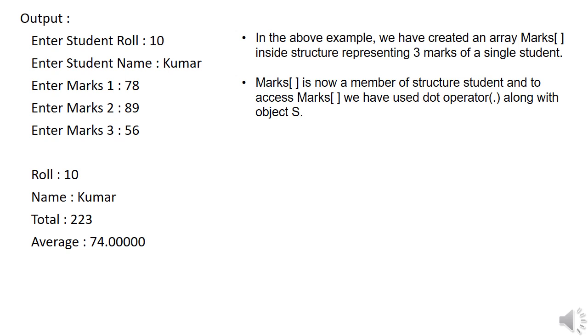So we can summarize the above program like this. We have created an array marks inside the structure representing 3 marks of a single student. Marks is now a member of structure student, and to access marks we have to use the dot operator along with object s.